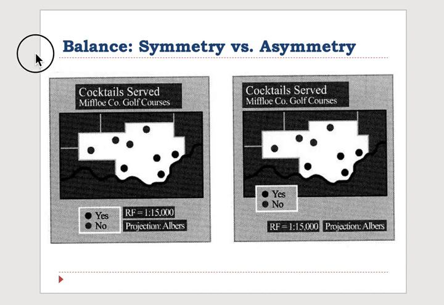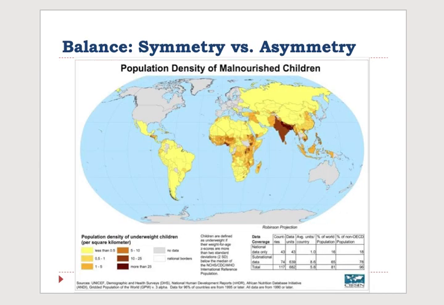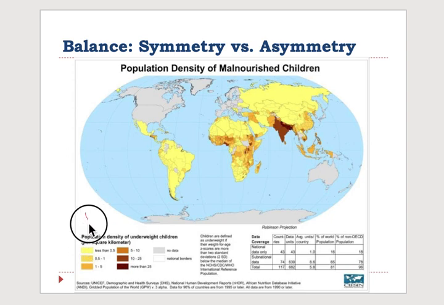And again, in this example, this map is more balanced than the other one. And we could see with this map, it's based on population density of malnourished children. And we could see there's a legend here, and the source is small. So again, de-emphasizing less important elements and emphasizing our most important elements, which is our title, map, and our legend.